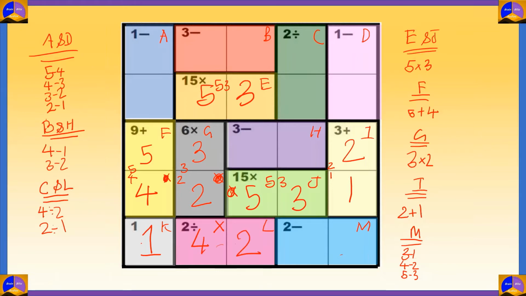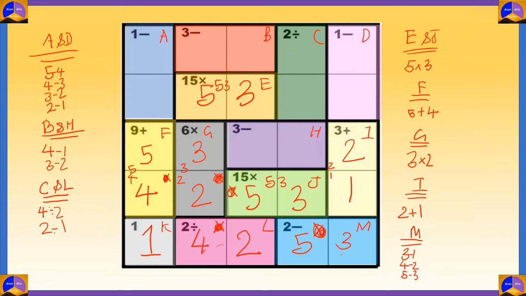Now let's look at the same row. The remaining numbers are 3 and 5. Now 3 cannot come over here, as then it will repeat 3 in the same column. So here 5 will go and here 3.